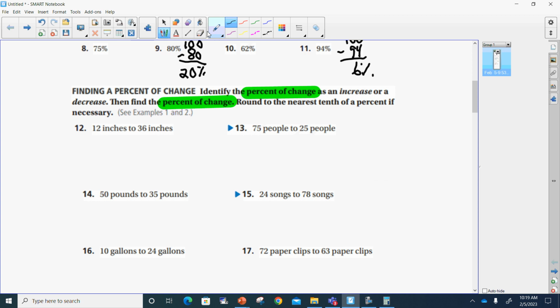For number 13, and that's what I'm going to go to now, 75 to 25. So this is a decrease, all right, because the number went down. And again, I'm going to take that formula, big number minus small number, divided by original number. The big number is 75. The small number is 25. We're going to divide it by the original number, which was 75. This is going to give us 50 over 75.